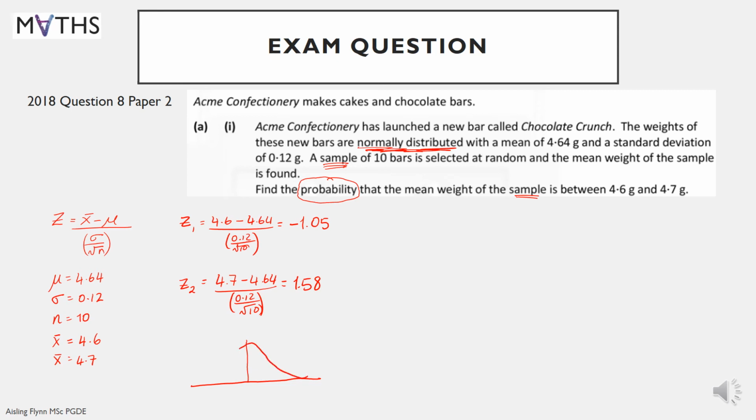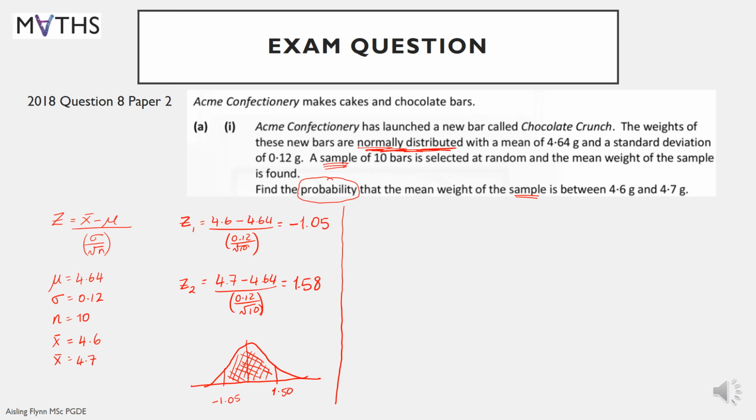Okay, so we have a normal distribution. What's the probability that the mean of the sample is between a z-score of 1.58 and a z-score of minus 1.05? So we're looking for the probability, or this proportion here that's shaded. Okay, so we've worked with z-scores before, and we're going to have to do some thinking around this, because the z-scores only give probability to the left. Okay, so how will we get this shaded portion?